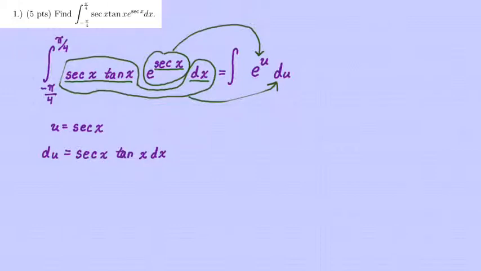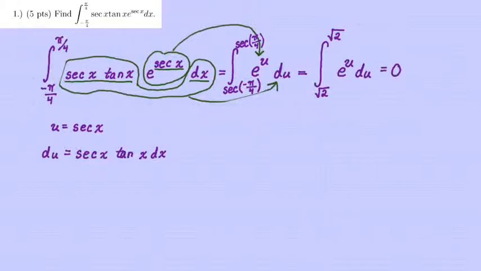We also need to think about the bounds. And we're just taking the upper and lower bounds and plugging them in to x for u. So we're plugging them in right there. Oops. And when we rewrite this, secant of pi over 4 and secant of negative pi over 4 are both the square root of 2.